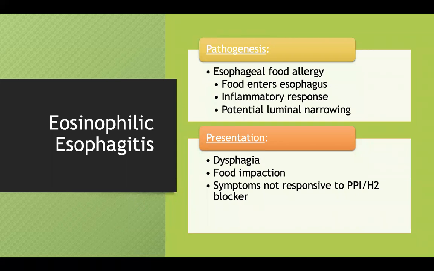They'll either show you the EGD, which I'll mention in a second, or they're going to mention that nothing's responsive to the PPI or the H2 blocker. And remember, the proton pump inhibitor and the H2 blocker, they're just decreasing the amount of acid that's getting produced. But this isn't an acid problem, right? This is a food allergy. So that would have no effect.